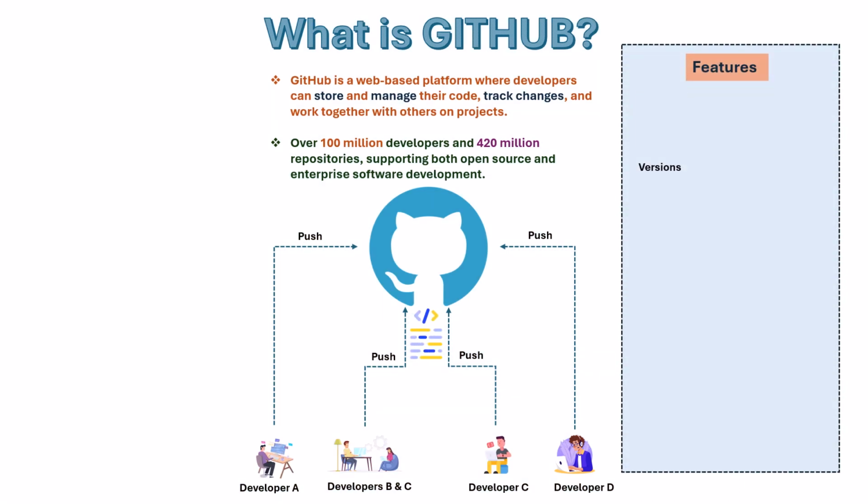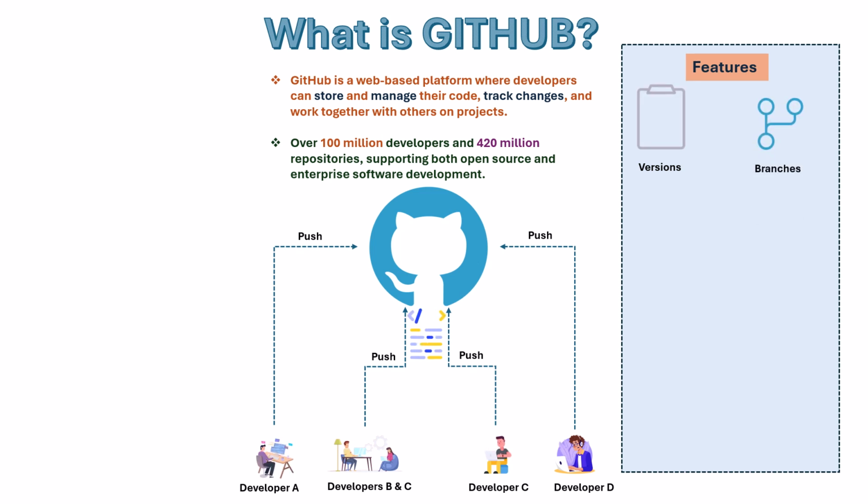Let us understand some of the important features of GitHub. The first feature is version control. Think of versions as snapshots of your project at different points in time. This allows you to see what changed, when it changed, and who made those changes. If something breaks, no problem. You can easily roll back to a previous working version.